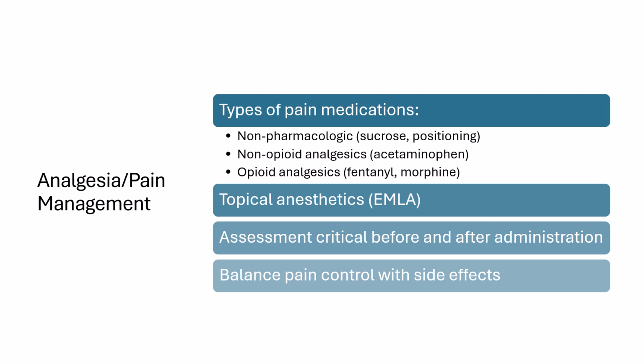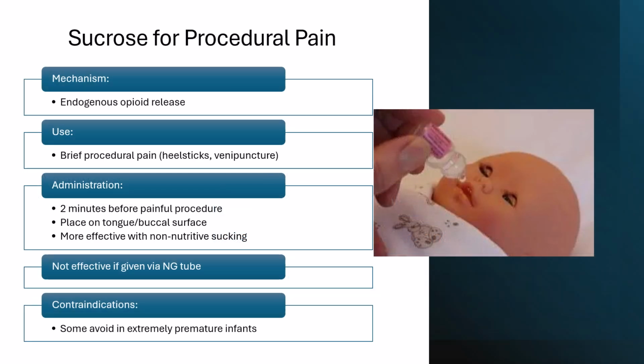Let's look at specific agents, starting with the simplest intervention, sucrose. Sucrose solution is a fantastic, simple option for brief procedural pain that appears regularly on the exam. Although the exact mechanism isn't fully understood, it's believed to work through endogenous opioid release. The key to effective use is administration timing. Give it about 2 minutes before the painful procedure to allow time for effect. Place it directly on the tongue or buccal surface, and combine with non-nutritive sucking for maximum effect.